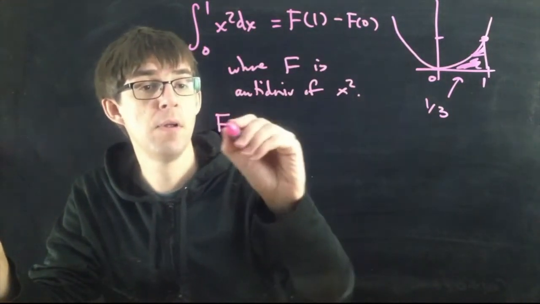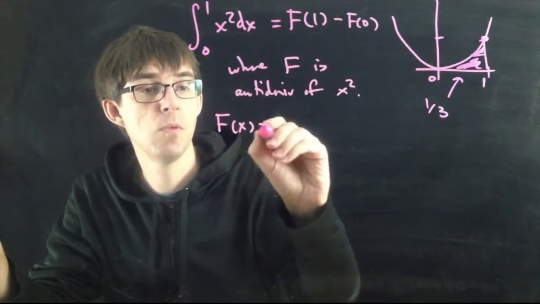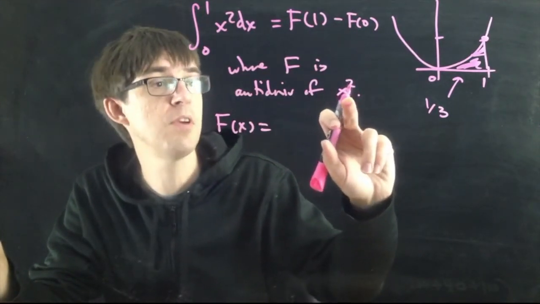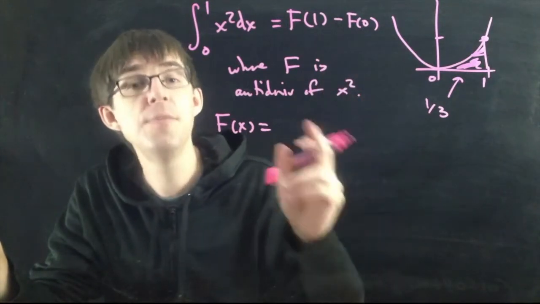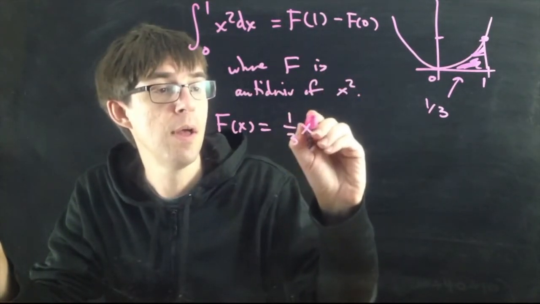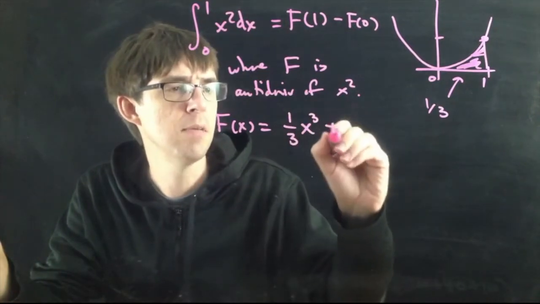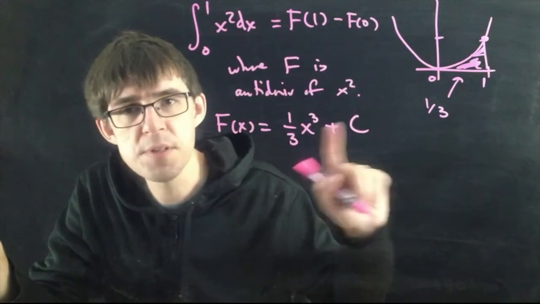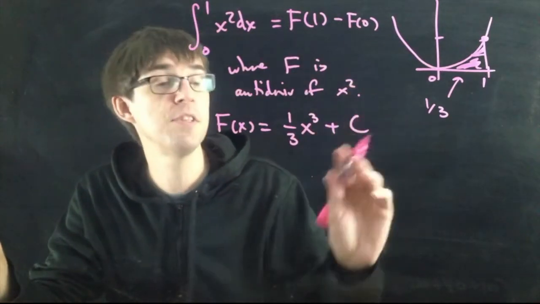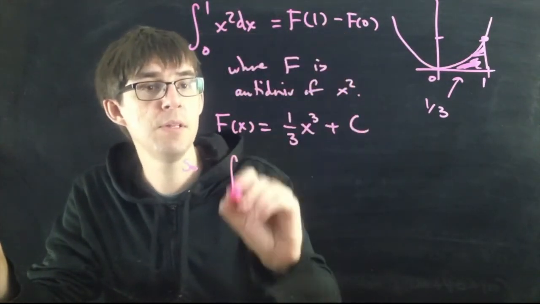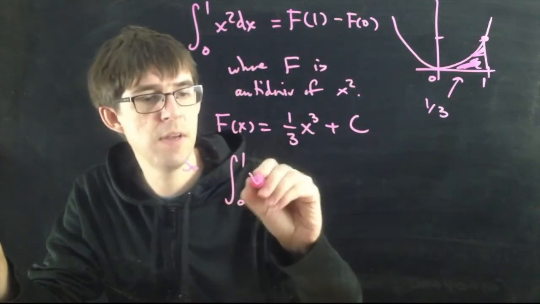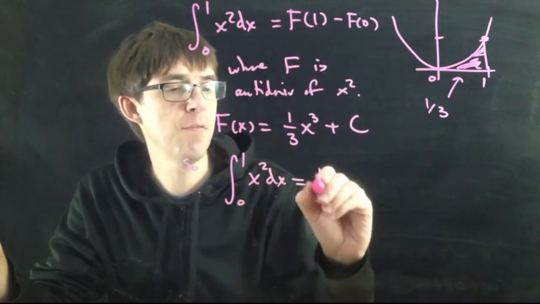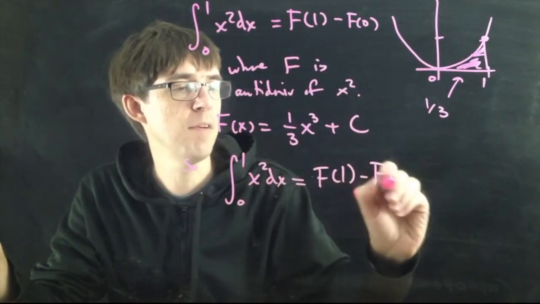What is the antiderivative of x squared? We already know how you find the antiderivative. Remember, a couple weeks ago, you increase the power by 1, and then you divide by the new power. So it is 1/3 x cubed plus c, right? Now, it turns out when you're doing the definite integral like this, the plus c ends up being totally irrelevant. You're about to see why. So that means the integral from 0 to 1 of x squared dx is big F of 1, I'll just write this again, minus big F of 0.